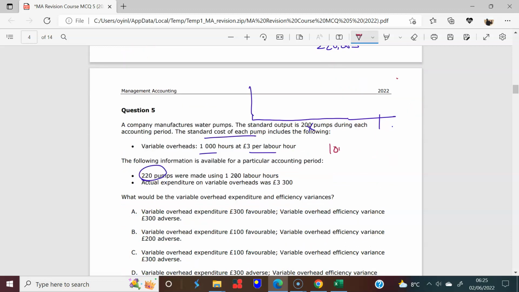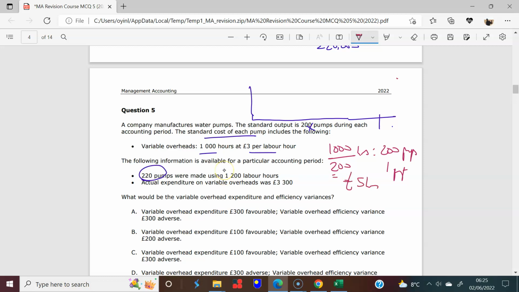You should be using 1,000 hours to make 200 pumps. So let's fix that very quickly. If you're using 1,000 hours to do 200 pumps, therefore one pump, because it's all about standards, isn't it? One pump requires 1,000 over 200, and that's 5 hours.